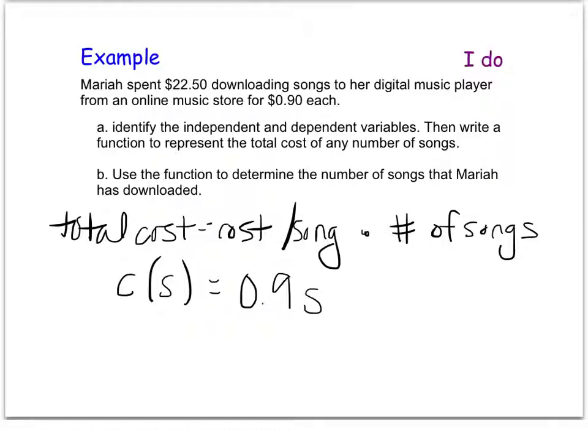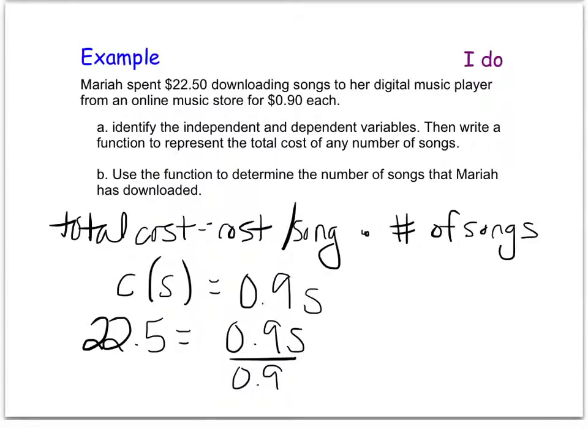So the second part of the question asks, use the function to determine the number of songs that Mariah has downloaded. Well, if we know the cost, we'll plug that into our function. 22.50 equals 0.9s. We divide by 0.9. And we get our songs to be 25 songs.